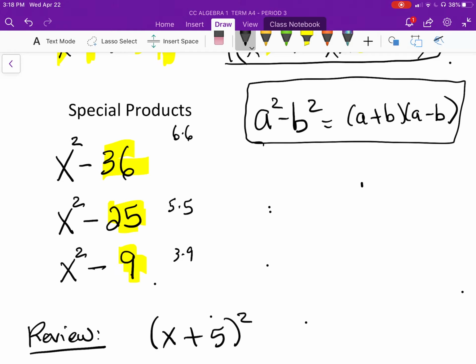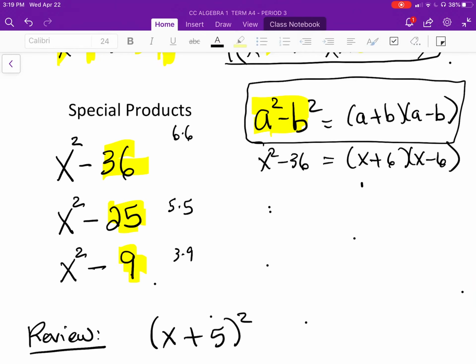If we look at this first one, we notice it fits the pattern of a squared minus b squared, because 36 is a square and so is x squared. So we're going to write out our parentheses. So we know that x squared minus 36 can be factored to x plus 6 and x minus 6.